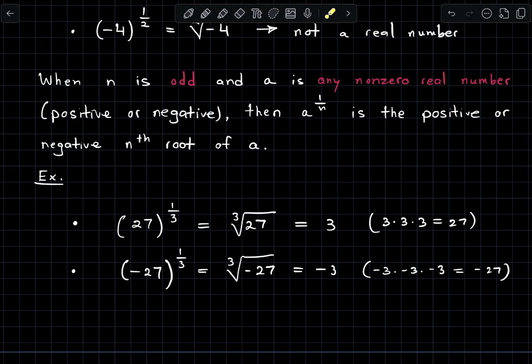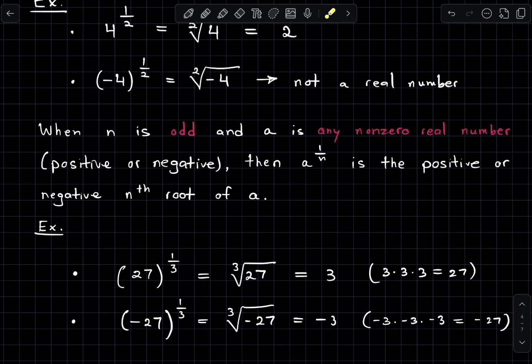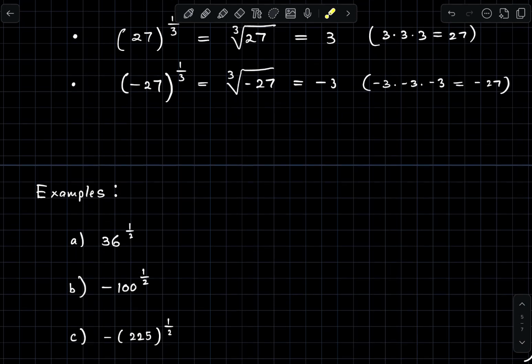But you can't do that when you have, say, just negative 3 times negative 3. This is going to give you a positive number. So there's no way to get a negative out of an even number of operations here. Okay, so that's why when n is odd, we can do this for positive or negative. But when n is even, then a has to be positive. There's no way to get a negative number with an even number of multiplications, but you can get a positive number that way.